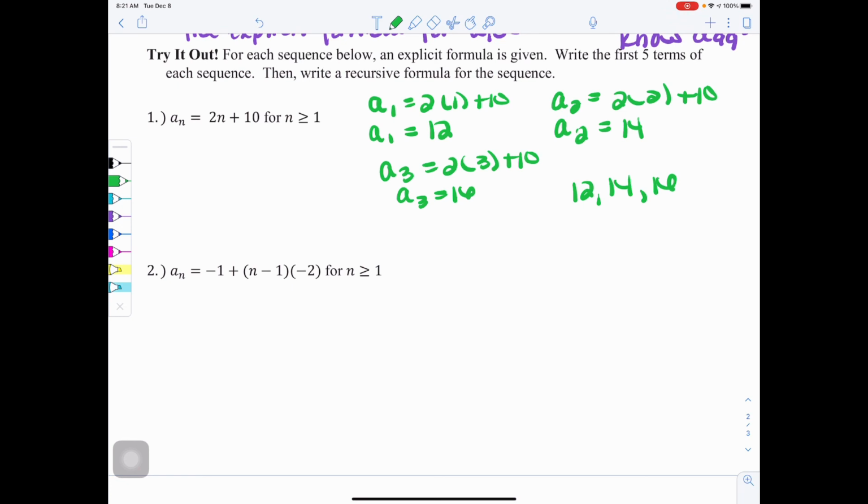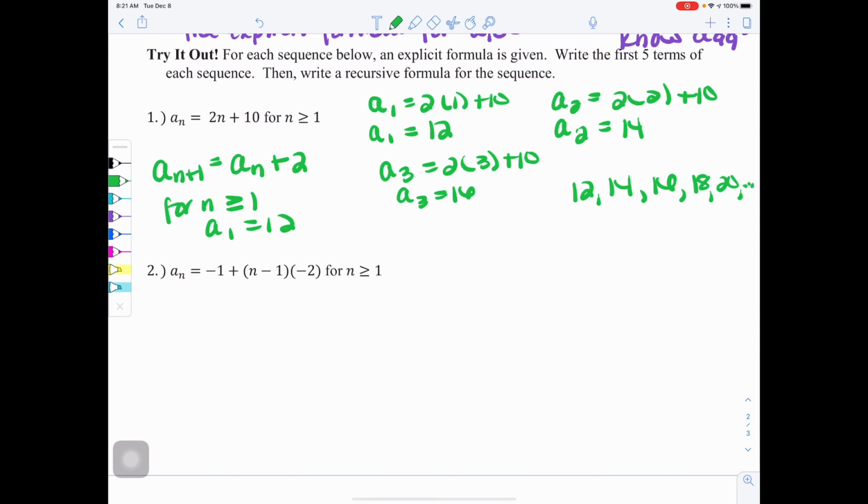And now I can go over and do my recursive formula. The next term is the current or nth term, and I'm going to take a look at my pattern and see that I'm adding 2. So I'm going to add 2, and I'm going to say for n is greater than or equal to 1, and a sub 1 equals 12, making sure I give the starting point and saying what I'm allowed to use. So now I can finish the last 2 by just following the pattern, 18, 20, ... So there's the first 5.